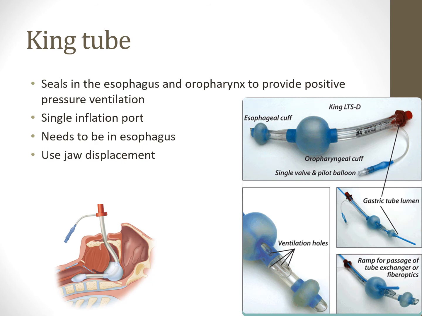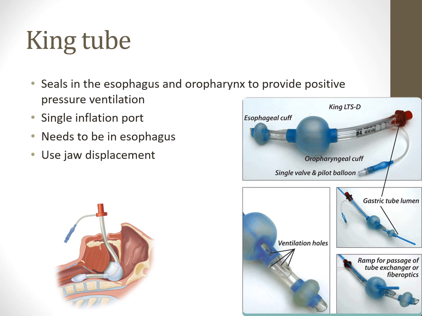Just make sure you use the right side. This seals off the esophagus and the oropharynx. Sounds a lot like the combi tube, but it's designed to specifically go into the esophagus. You purposely put it in the wrong place. You purposely put it in the esophagus, okay? All our RTs were trained to put it in the trachea, right? This one you purposely put in the esophagus, right?